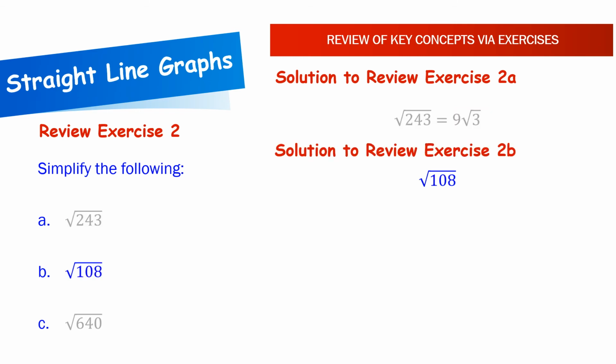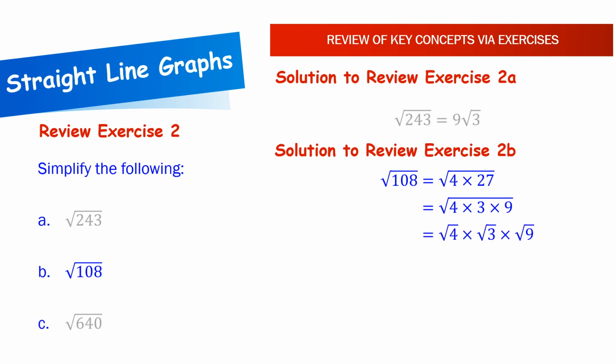And now for review exercise 2b. We're going to split 108 into its factors. So square root of 108 equals square root of 4 times 27. This equals square root of 4 times 3 times 9, and hopefully you'll be able to spot that square root of 4 and square root of 9 both have nice, neat solutions. So we can express this as 2 times root 3 times 3. And rearranging and tidying up gives us that this is equal to 6 root 3.